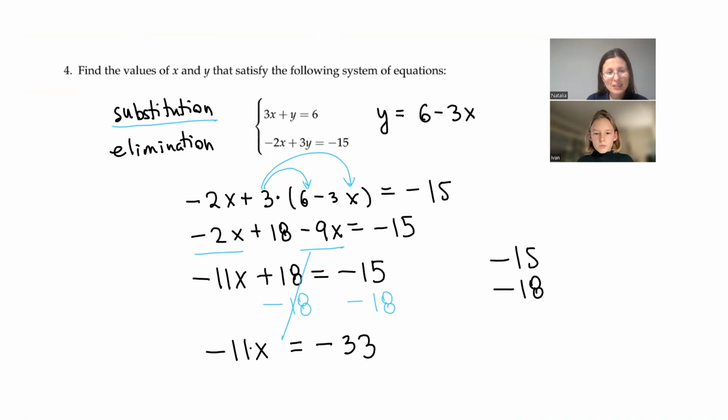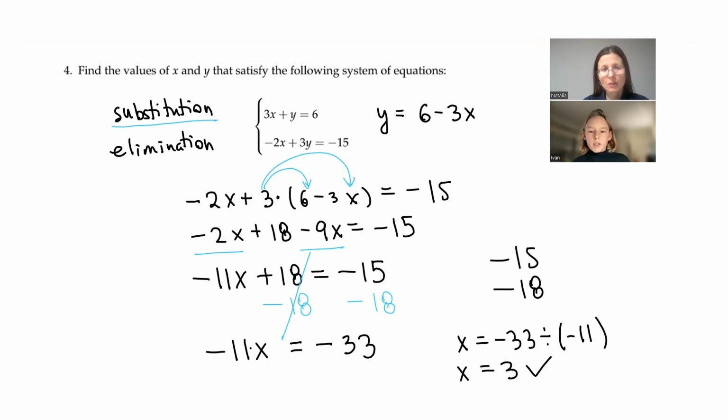In order to do this, we would divide both sides of the equation by negative 11 and get x is equal to negative 33 divided by negative 11. Since the negatives cancel out, we would get just 3. Very good. x equals 3. All right, but our original system had x and y. We found x, we still need y. What can we do to find it?